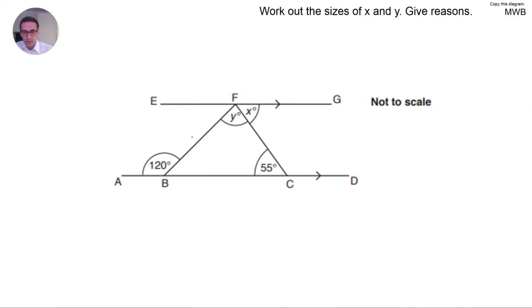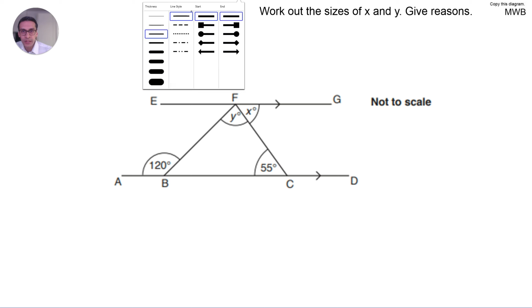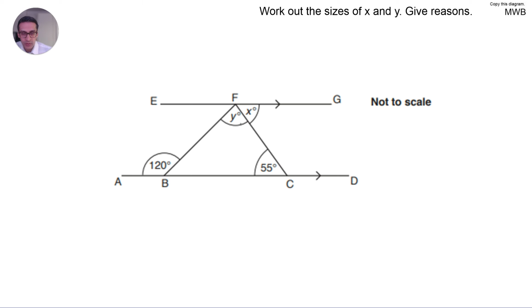So here is your next example. Work out the values of x and y and give reasons for each of the angles here. So pause the video and have a go. You might need to sketch this out yourself, and then I'm going to go through the answers with you.